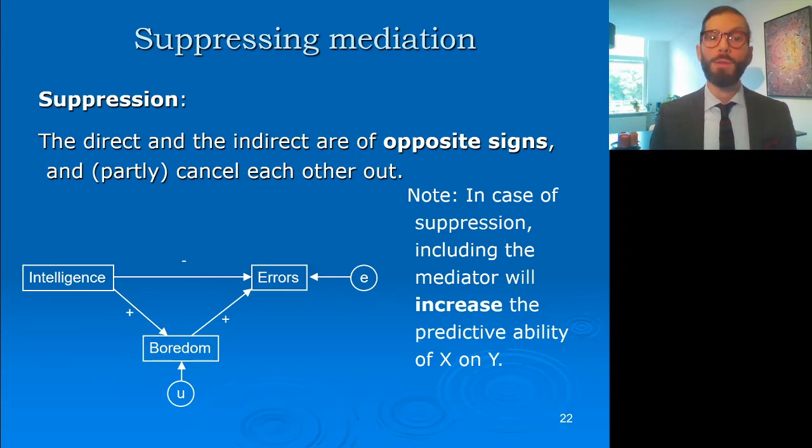Then we might find that if we investigate a mediation model, actually people who are more intelligent make fewer errors on the test, so there's a negative effect of intelligence on the number of errors. But more intelligent people also become more bored while making the test, and boredom predicts making more errors on the test. So there is a positive indirect effect from intelligence through boredom onto errors. Because this indirect effect is positive and the direct effect is negative, in balance the two might partially cancel each other out and we find no significant effect.